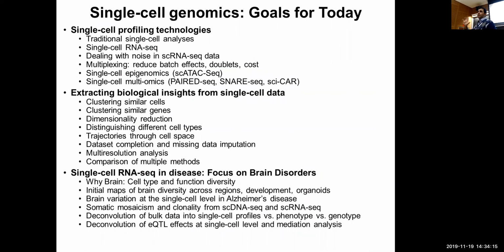So what we talked about is, number one, single cell profiling technologies from the traditional to the very modern. Number two, different computational techniques for extracting biological insights from the single cell data. And number three, a case study focusing on the human brain and looking at both the cell type diversity and functional diversity, initial maps of brain diversity, and then brain variation at the single cell level in Alzheimer's, schizophrenia, and bipolar, as well as somatic mosaicism and deconvolution.